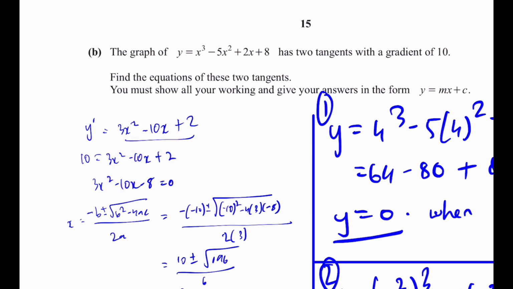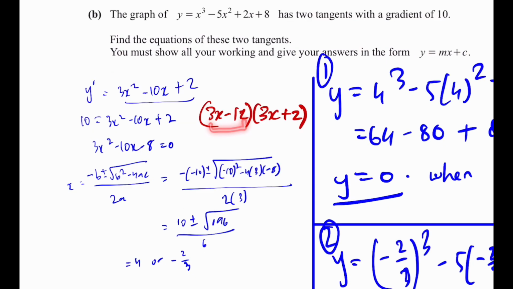Then we can write it as 3x minus 12 into 3x plus 2. And now we can simplify this. We can divide this whole thing by 3 to get x minus 4 into 3x plus 2. We cannot simplify this further, so this is our final factorization.